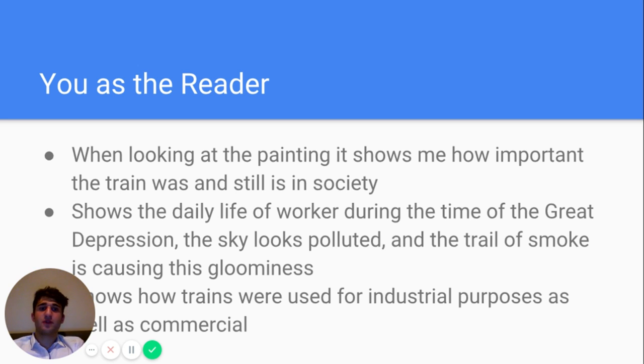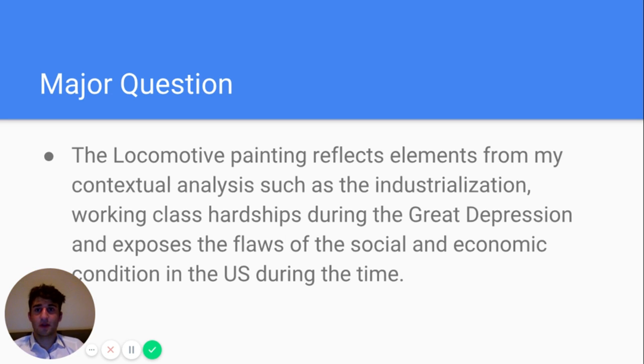And it shows how trains were used for industrial purposes as well as commercial. And this painting actually points out how important trains are for people in the US. People might use them to commute or to transport products across the United States, and the train was a very important invention to the US.